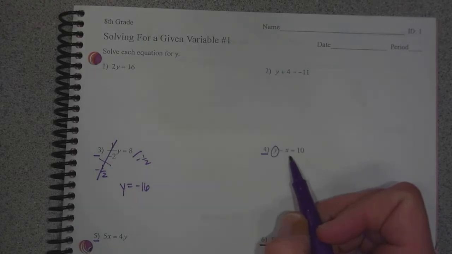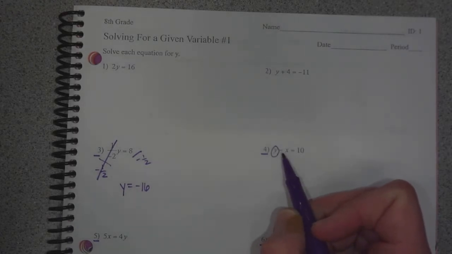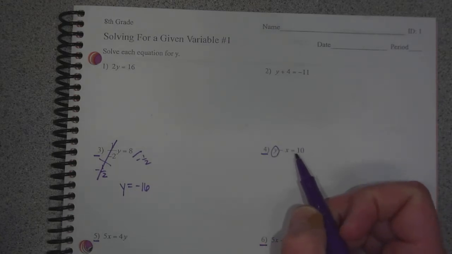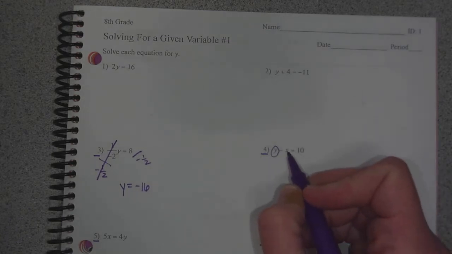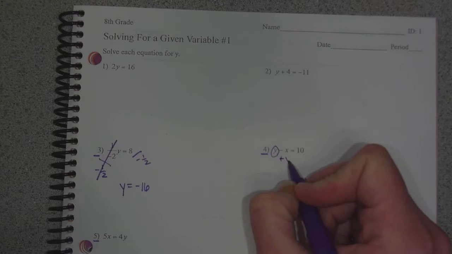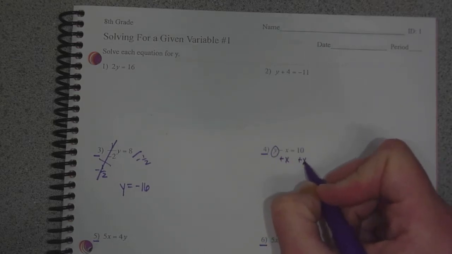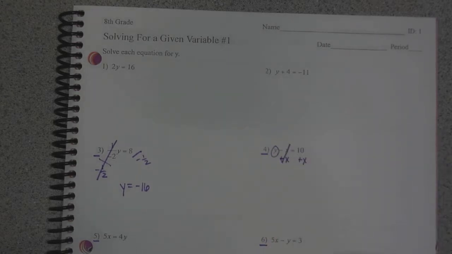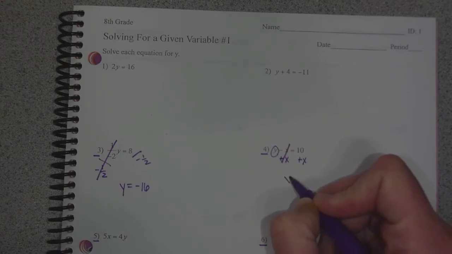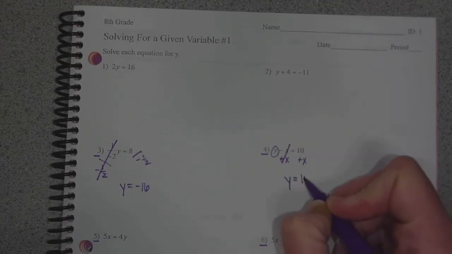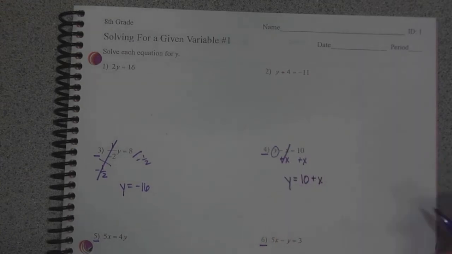So right now it's a minus x. What we need to do is add x. Just like if it had been, say, a minus 4, we would need to add 4, right? So it's a minus x. Let's do the opposite, which is to add x. And what we do to one side, we do to both sides. That is going to cancel out, and you're going to be left with y on this side, and then 10 plus x on the other side.